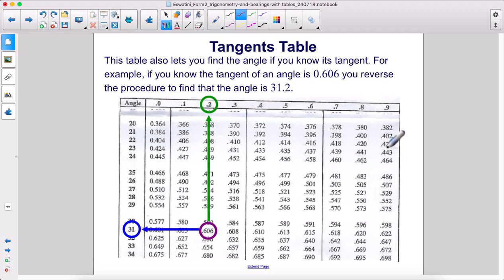This is a tangents table. It lets you find the angle if you know its tangent. For example, if you know the tangent of an angle is 0.606, you look through the table and you find 0.606, which is right here. And then you can reverse the procedure. You can see what angle it was. 31.2 degrees. So this gives you the angle, this gives you the decimal at the end. So the 0.2 is this 0.2 here.